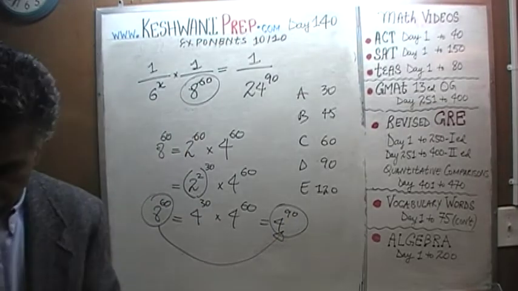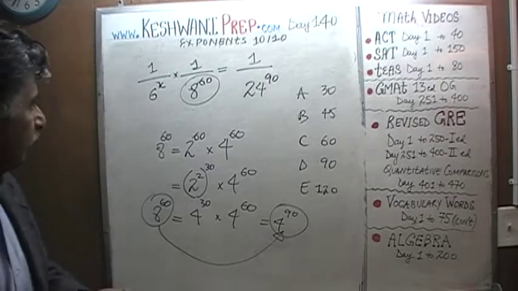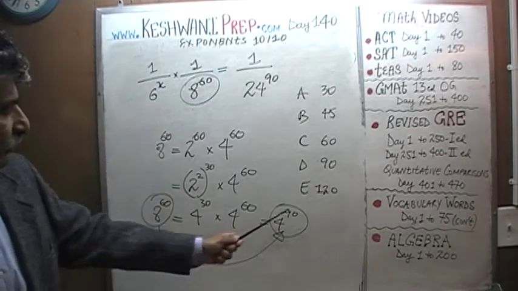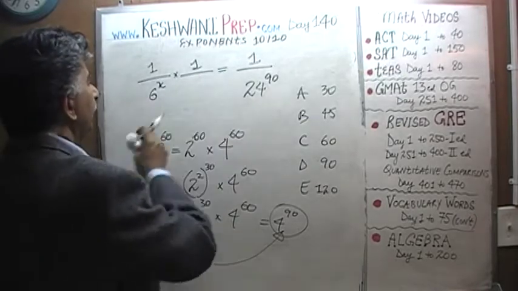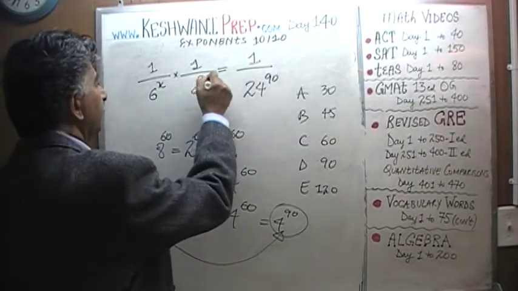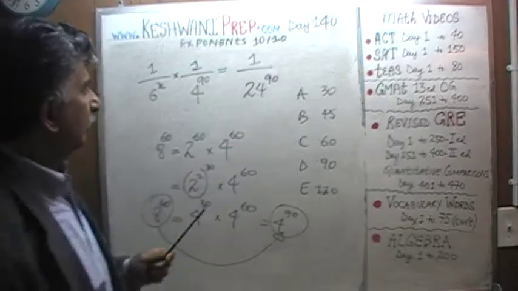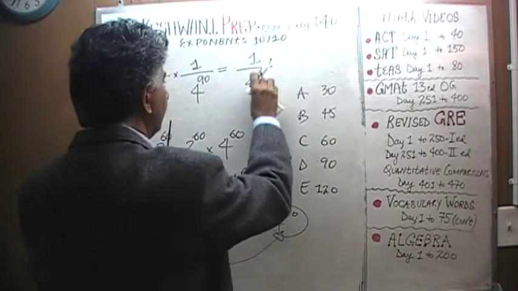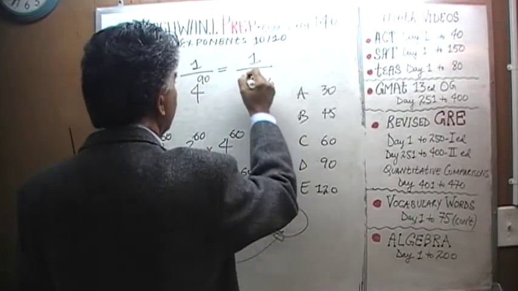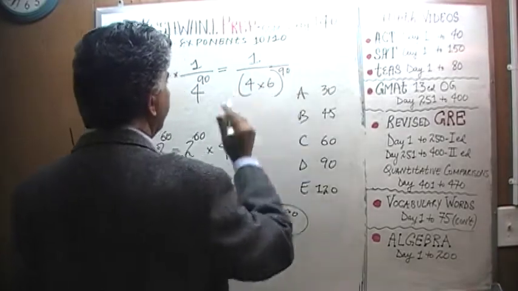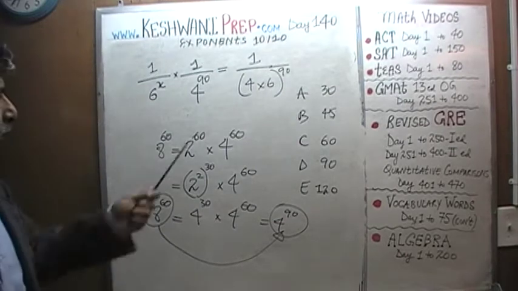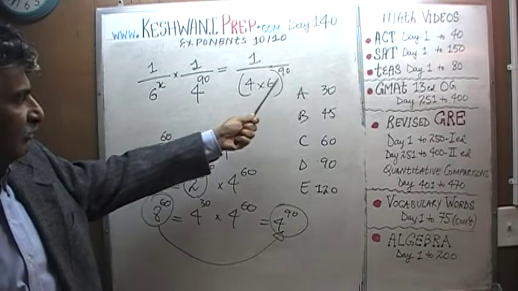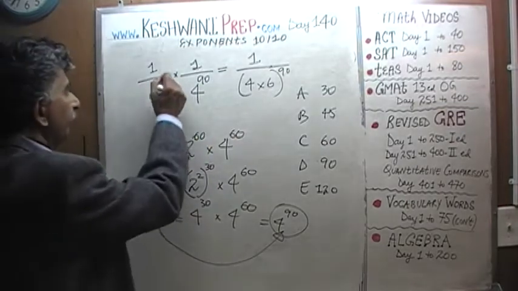In other words, this quantity here, 4 to the 60th power, is simply 4 raised to 90th power. And this 24 is simply 4 times 6, so 4 times 6 raised to 90th power. So there you go, we are done. This is 4 raised to 90th, that's 4 raised to 90th, this must be 6 raised to 90th, x must be 90. X is 90.